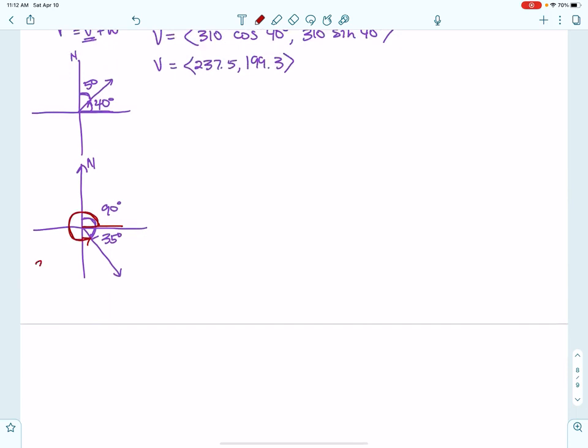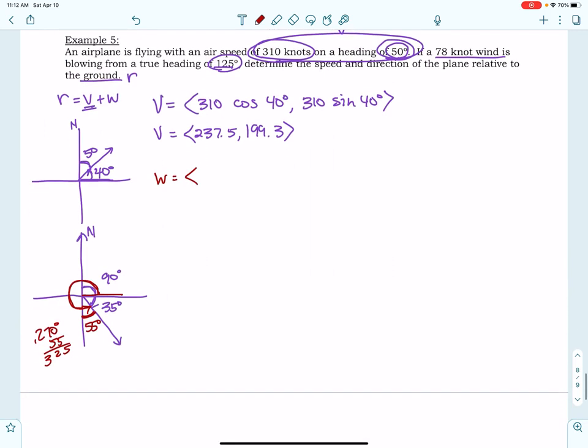So 270 plus this little angle right here. Well, there's 90 degrees, remember, in a quadrant. I know I didn't draw this to scale, so I'm sorry about that. But this is going to be 55 degrees. So when I add 55 degrees, I get 325. So for the wind, I have, what's our speed? It is 78 knots times the cosine of 325 degrees.